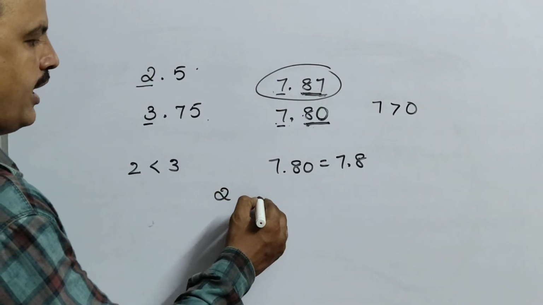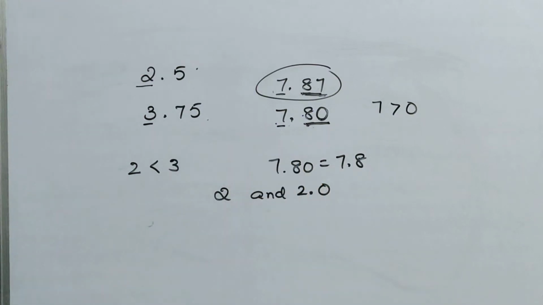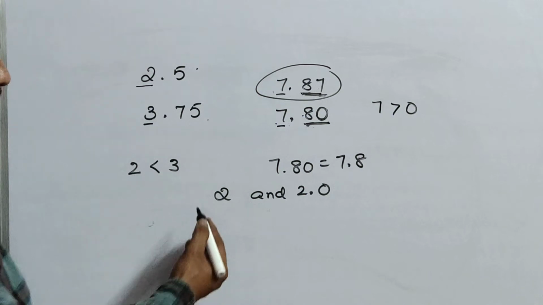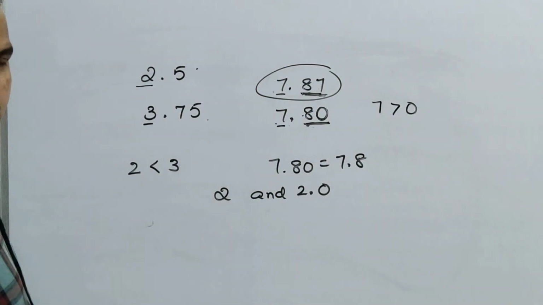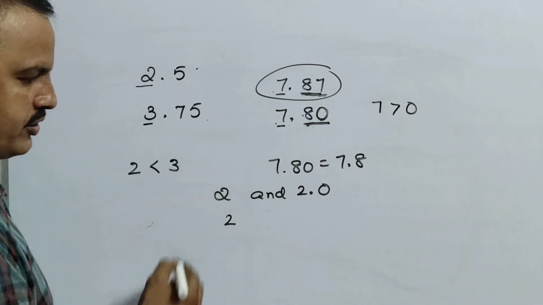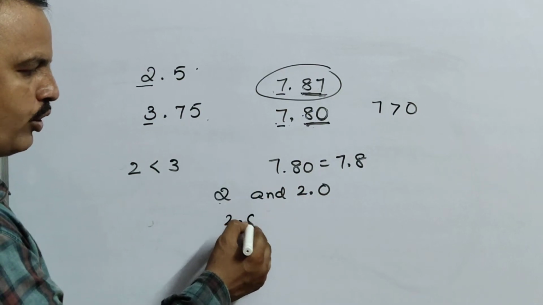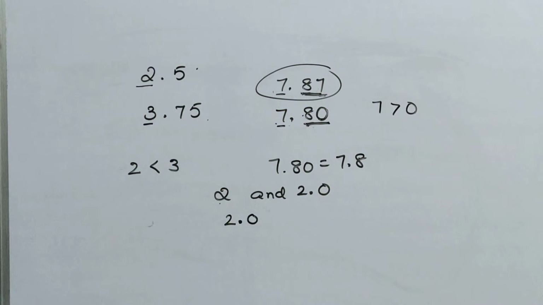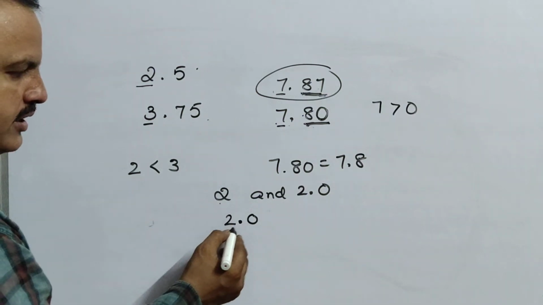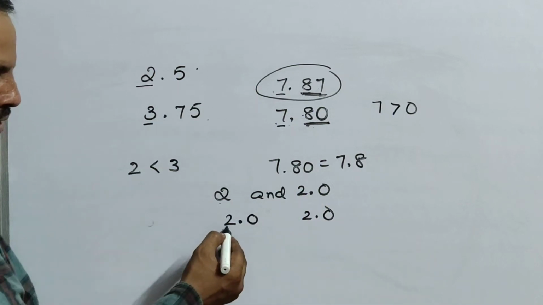Okay. Now you may get a doubt. Sir, 2 and 2.0 they give. Then what will you say, which is greater? We cannot say which is greater, because can you tell if 2 is greater or 2.0 is greater? I'll tell you. 2 here and this is 2.0. Just now I told you 2 also can be written as 2.0 because there is no change in the value.